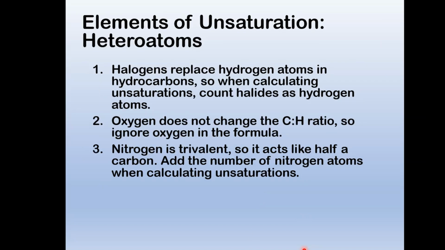Now if we have some other atoms than carbon and hydrogen, we call them heteroatoms. Halogens replace 1 hydrogen normally. So when we calculate unsaturations, we count the halide as a hydrogen. Oxygen does not change the carbon-hydrogen ratio, so ignore oxygen in the formula. There should be a big asterisk by that. It says not necessarily, but we don't want to go there right now. And we're going to just forget about nitrogen for now.